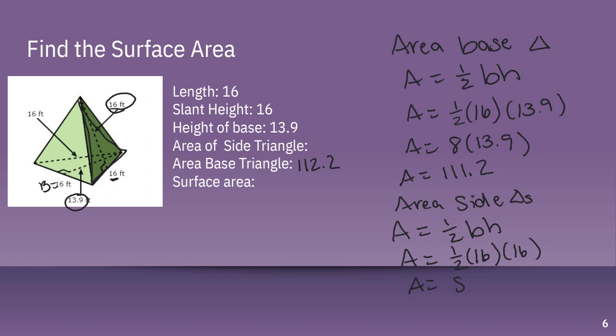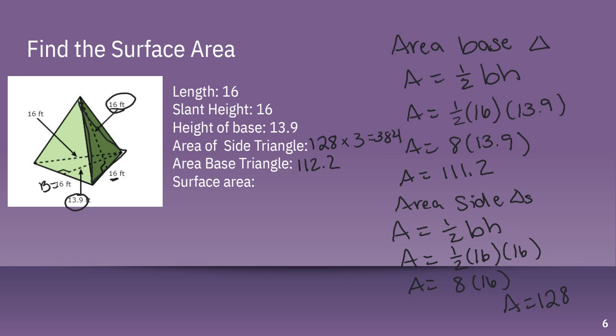So 1/2 of 16 again is 8. So now I have 8 times 16. And that is going to equal 128. So the area is going to equal 128. And so that is the area of my side triangles. And remember, how many side triangles do we have? We have 3. So I'm going to multiply by 3. And that gives me that my total is going to be 384.